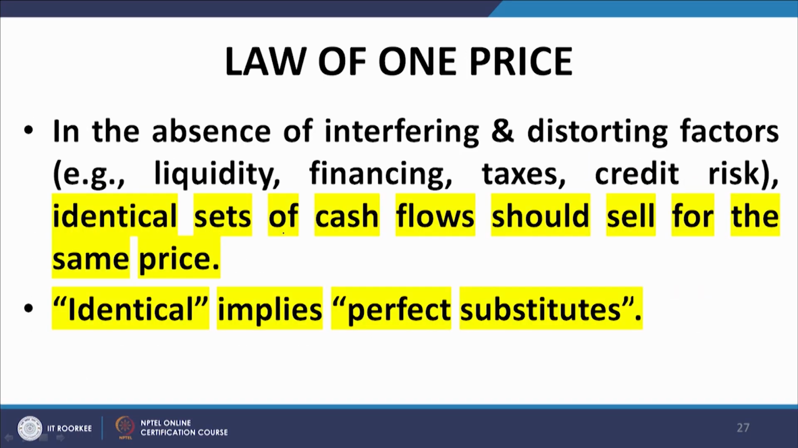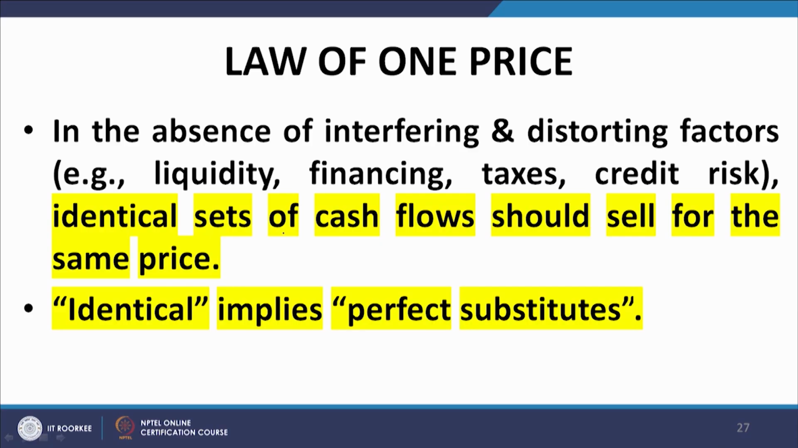Now, whatever I explained by this diagram can be summarized into a very important theorem, which is called the law of one price. It is so important that it is termed a law. In the absence of interfering and distorting factors like liquidity, financing, taxes, credit risk, etc., identical sets of cash flows should sell for the same price. I repeat, identical sets of cash flows should sell for the same price.